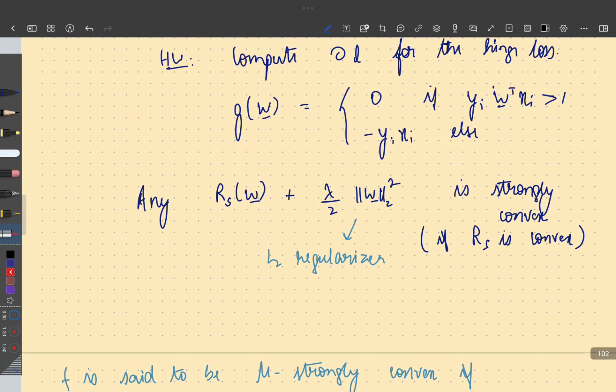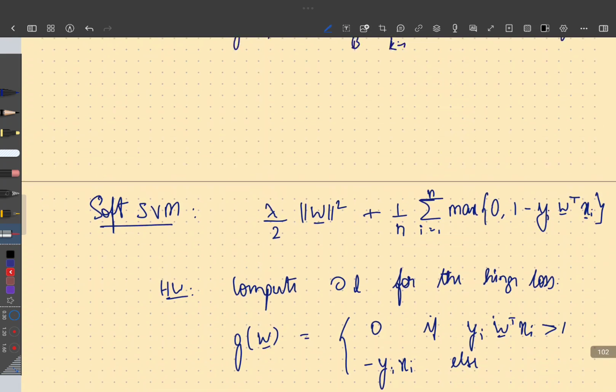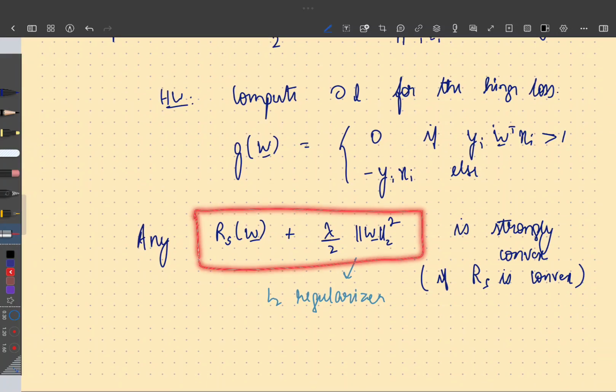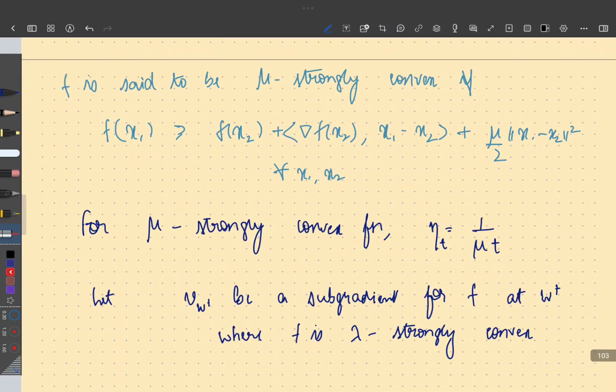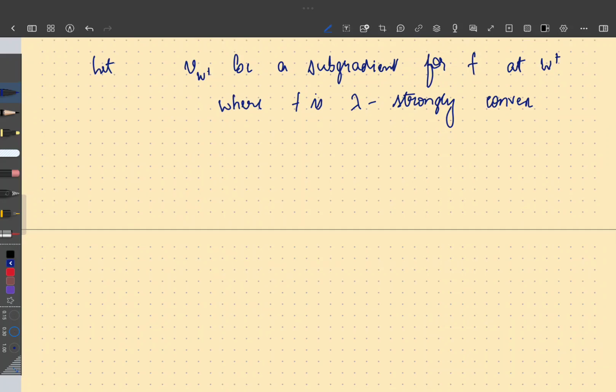All right, and that's true irrespective of what R_S is. What I'm saying is not just specific to soft SVM, but any learning problem where you're trying to minimize the sum of some function along with a strongly convex regularizer or quadratic regularizer. Okay, so if this is the case, then let's look at what the gradient descent step will look like.